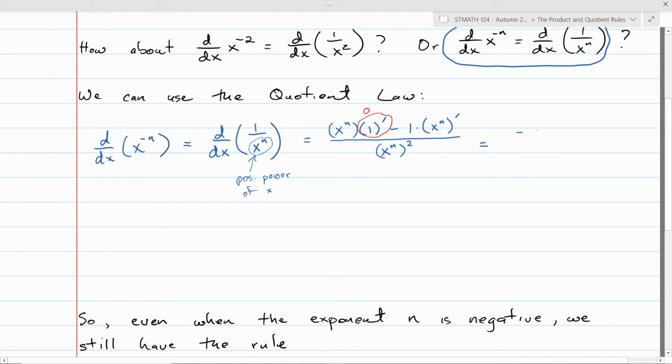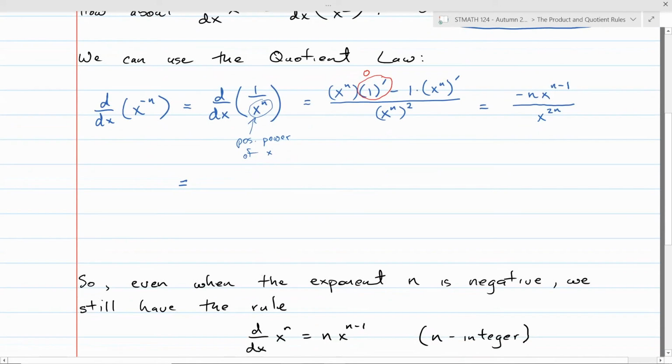Okay, then we need to take the derivative of x to the n. The derivative of x to the n is n times x to the n minus 1, because we do have the power rule whenever you're doing a positive power of x, and that's what we have there. And the negative just comes from the negative in the middle of the numerator there. And then in the bottom we can write that as x to the 2n.